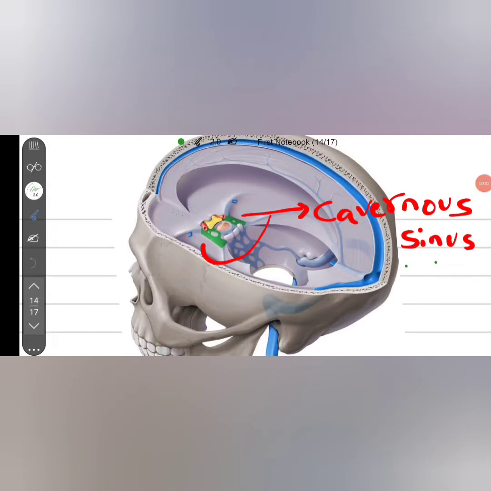Hello everyone, today's topic is in continuation with the dural venous sinuses. It is the paired sinus and most importantly the sinus that is asked during the examination. It is the cavernous sinus.